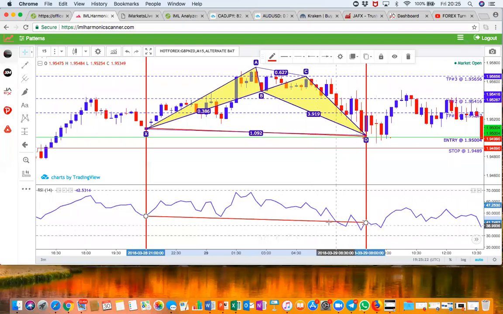You have the lines, the line on the RSI and the line on the harmonic scanner here, they have to go the opposite way.